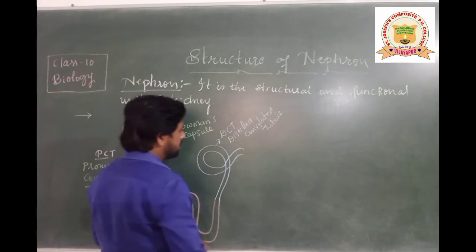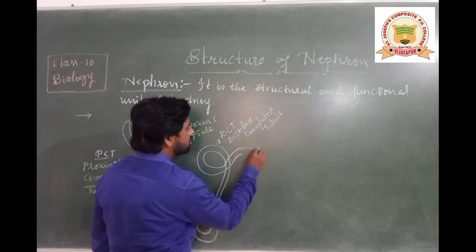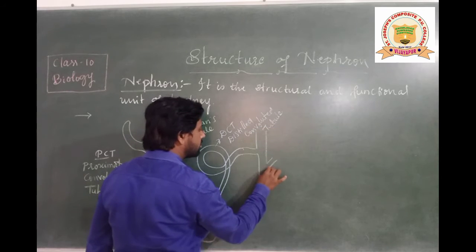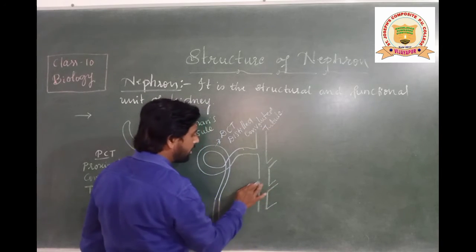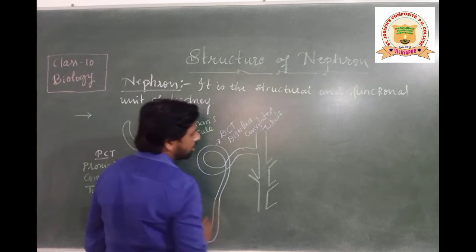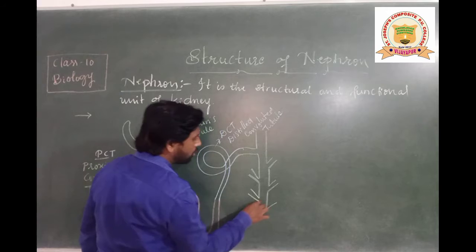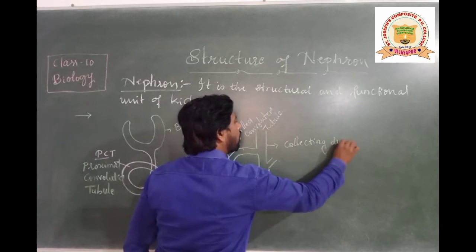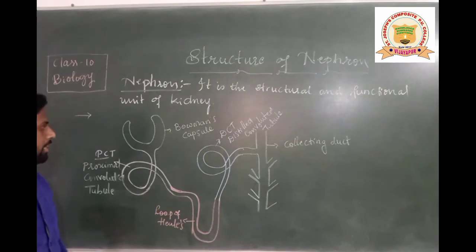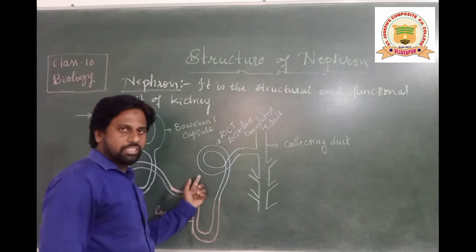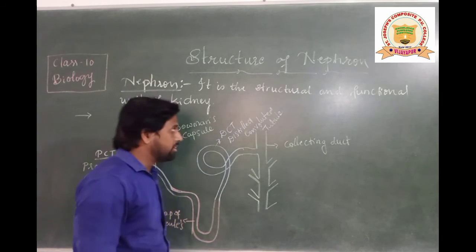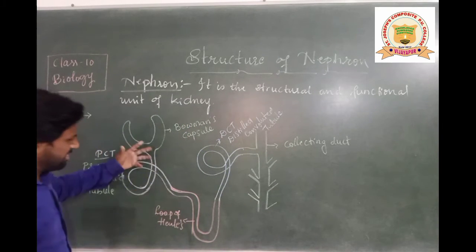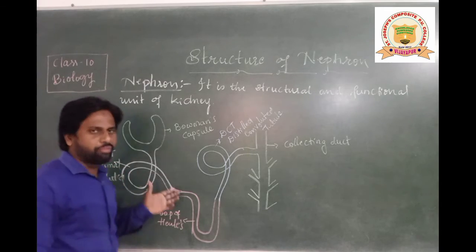Finally, what happens? This ends in a structure called the collecting duct. What do you call it, students? Collecting duct. After the DCT, the structure that ends the nephron is the collecting duct, students. So this is the overall structure of the nephron.